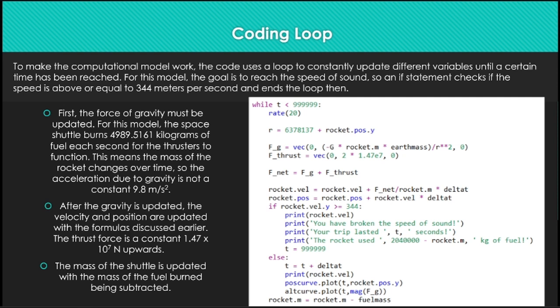Thrust force is a constant 1.47 times 10 to the 7th newtons upwards. The mass of the shuttle is updated with the mass of the fuel burned being subtracted.